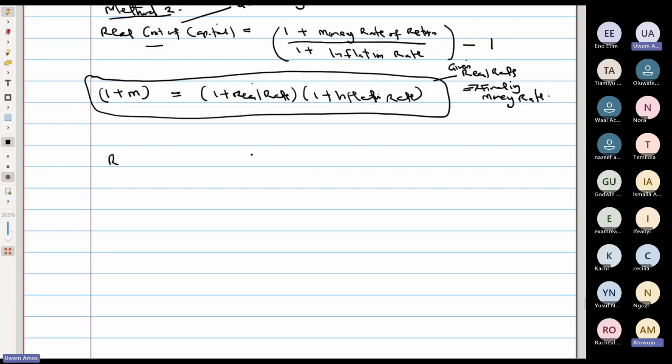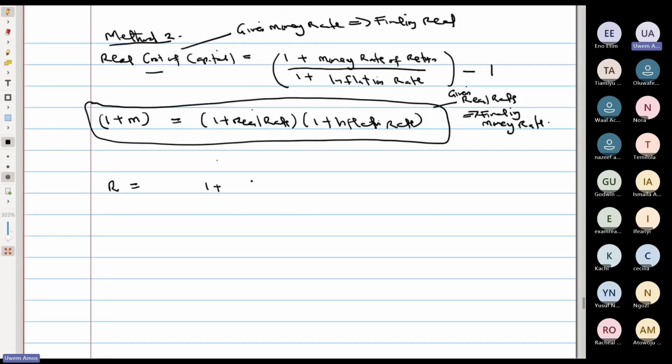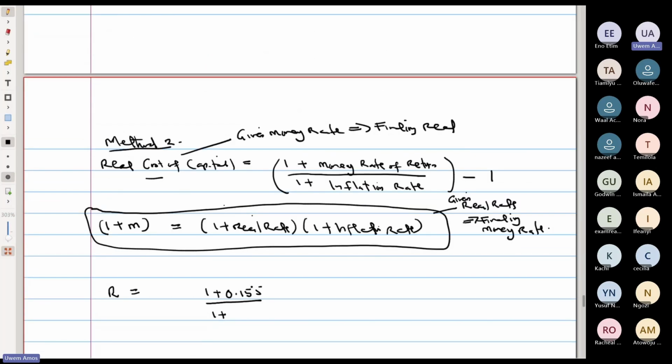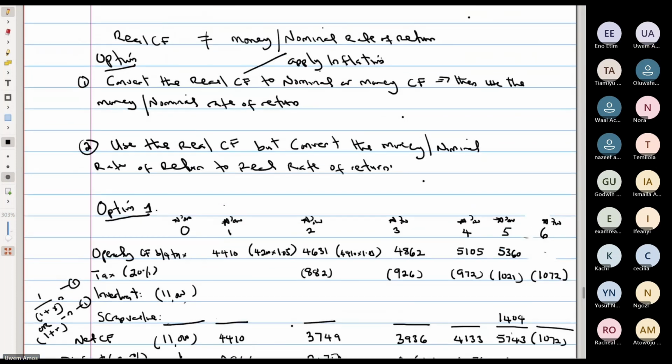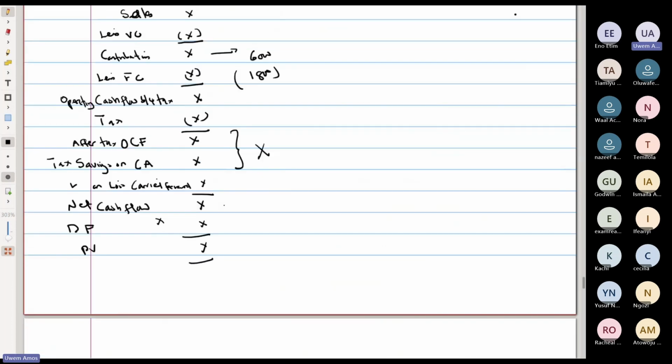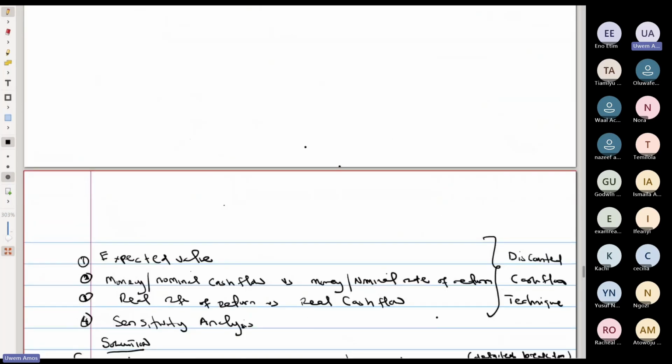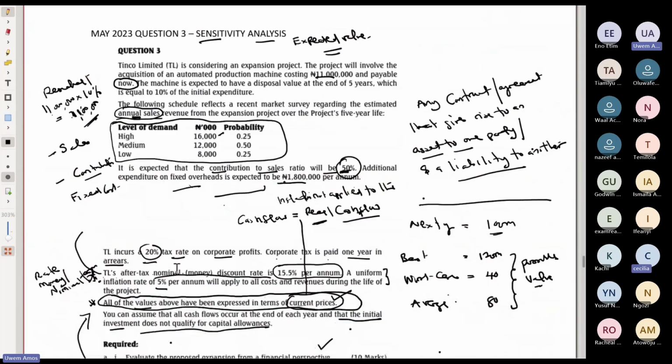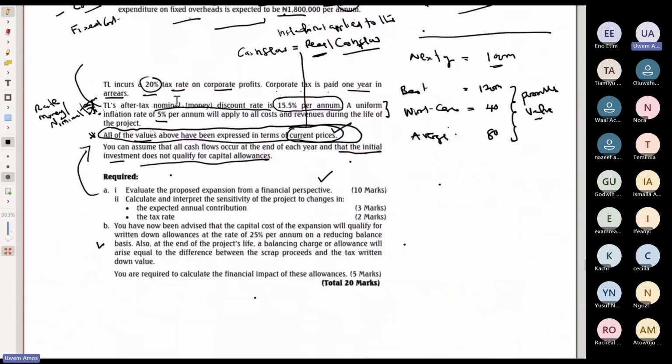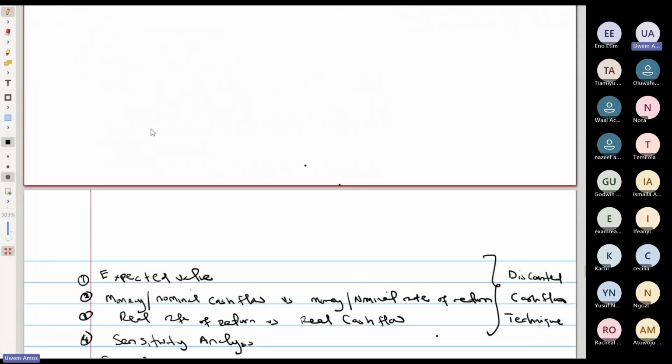So our real rate of return is equal to 1 plus the money rate. What is the money rate? 15.5%, which is 0.155, divided by 1 plus the inflation rate. What is our inflation rate? Who wants to remind us? I must have forgotten that. What was the inflation rate that we're using throughout the question? 5%. Yeah, our inflation rate is 5%, which is 0.05, or 5 divided by 100.